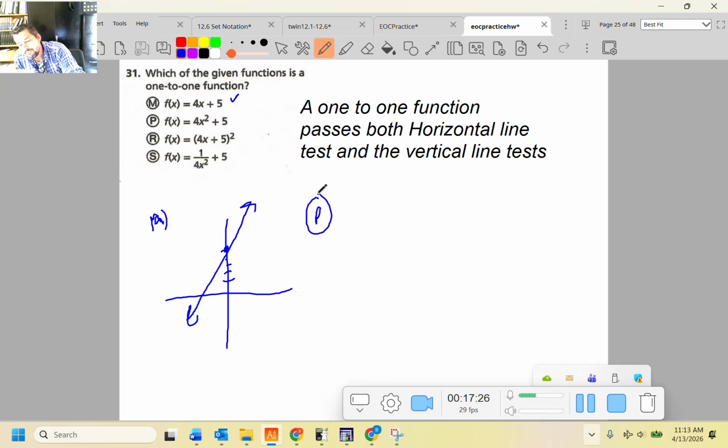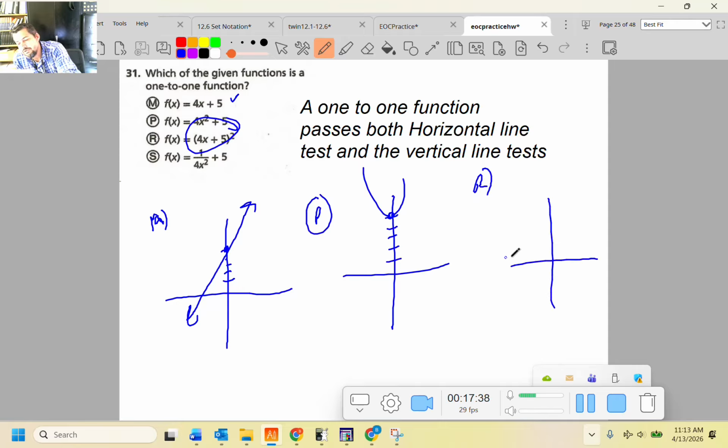Talk about choice P. P is 4x squared plus 5. 1, 2, 3, 4, 5. And then it is a parabola. P is a full parabola. So is this one. It's got that square. It's just been shifted left 5. Remember, plus 5 is left: 3, 4, 5. And then it looks like this. Now, these are failing the horizontal line test. So they are not one-to-one.